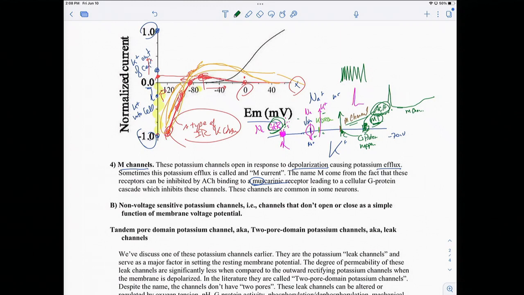Okay, so that's a wrap for the voltage-sensitive channels. Again, my big point here is that there are multiple general types of voltage-sensitive potassium channels, and within those general types, there are subtypes that all have different kinds of characteristics.